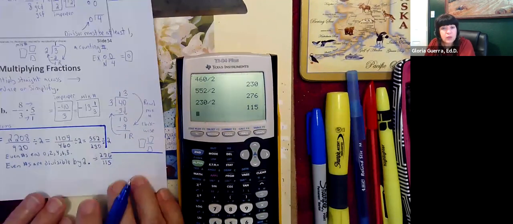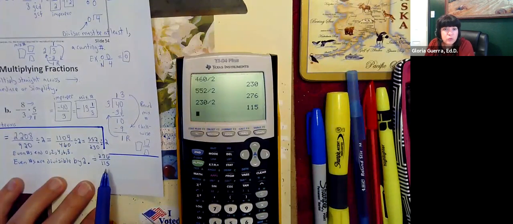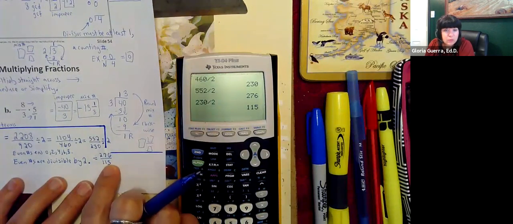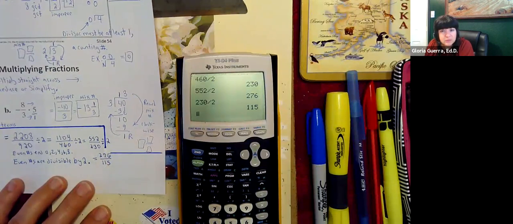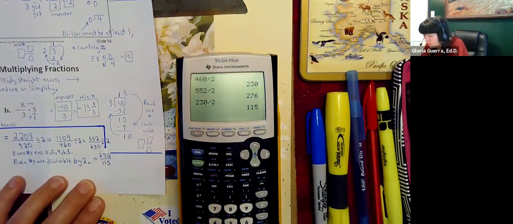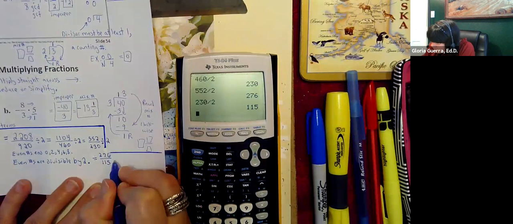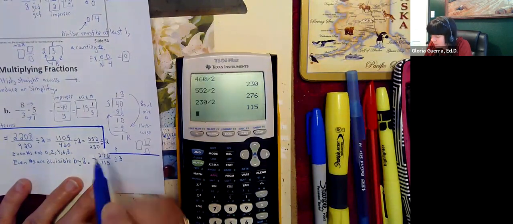Okay, so now you know this is not reduced by 2 again because this is not an even number. But maybe we can reduce it by something else, like maybe 3 might work. So I'm going to just try it. Is it divisible by 3? I'm just putting a question mark on it. Let's try.